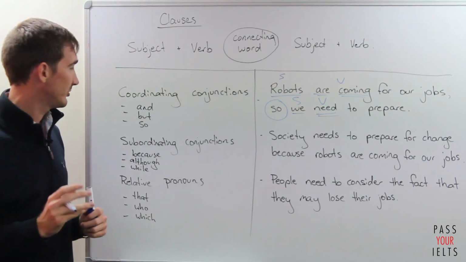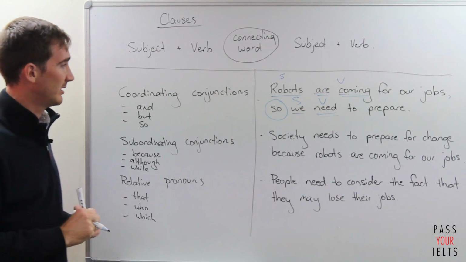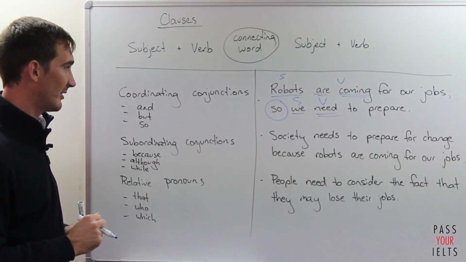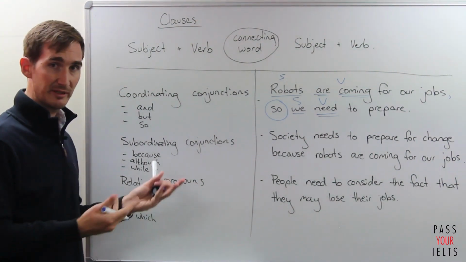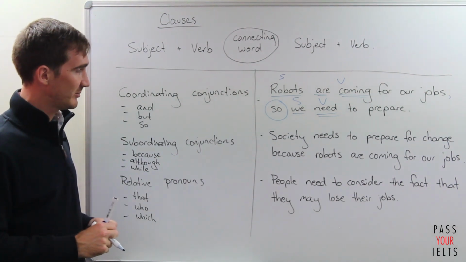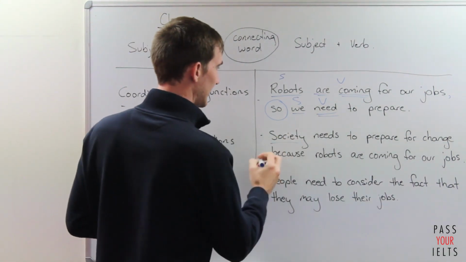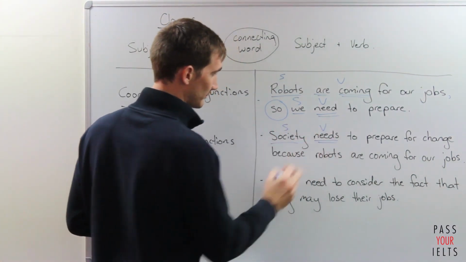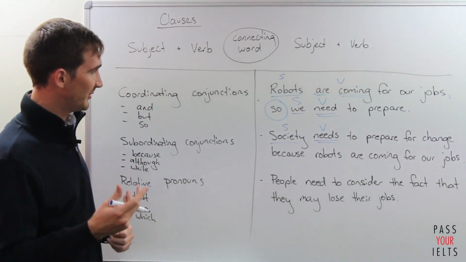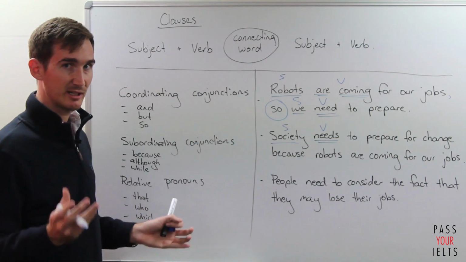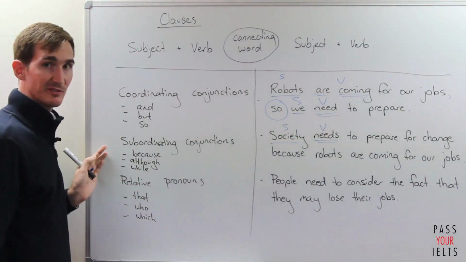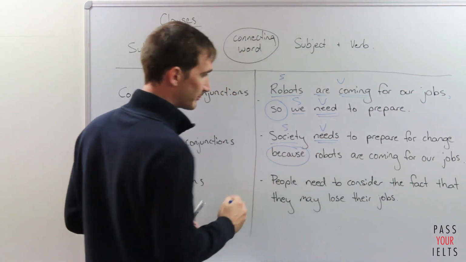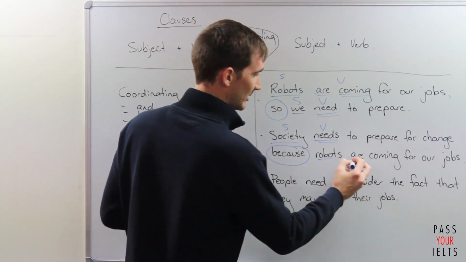Good, let's go on now to our second sentence. It says, society needs to prepare for change because robots are coming for our jobs. Once again, let's analyze it a little bit. What's the subject? In this case, society. What's the verb? Needs. Moving on, to prepare for change. What's our connecting word? Well, I've taken it from over here. It's a subordinating conjunction. It's because. Subject, robots, verb are coming.